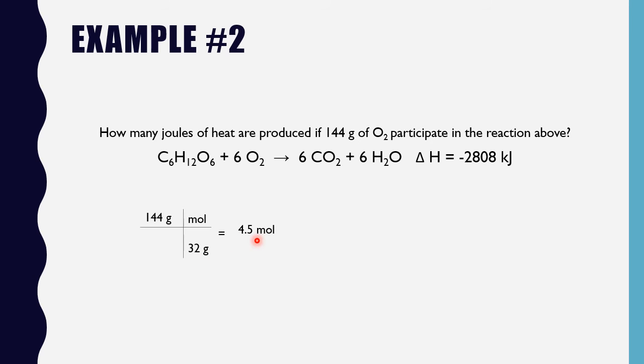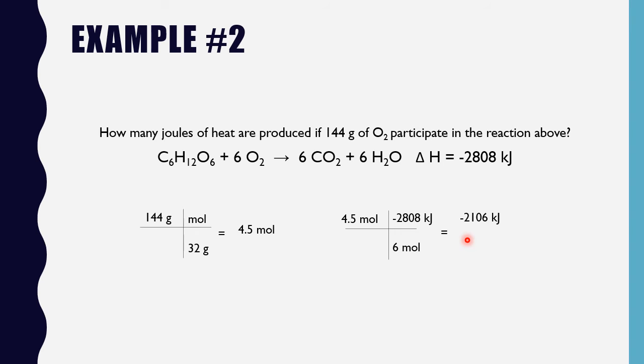Those 4.5 moles, I then use that by multiplying it by the delta H per moles. I'm working with oxygen. In the chemical equation, I have 6 moles of oxygen. So making the T-table, it's going to be 4.5 moles, and I multiply that by the delta H per 6 moles of oxygen. And when I multiply and divide by 6, I get negative 2106 kilojoules.